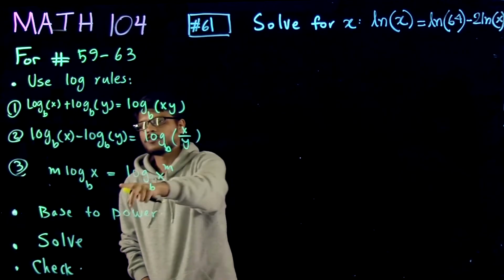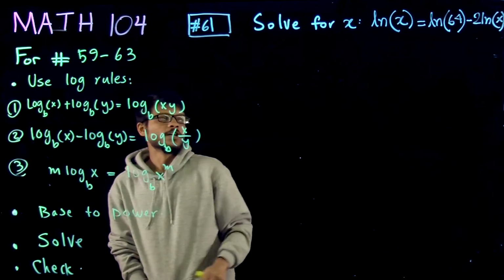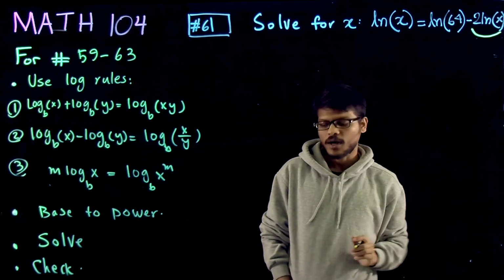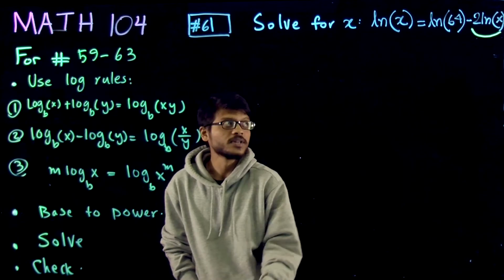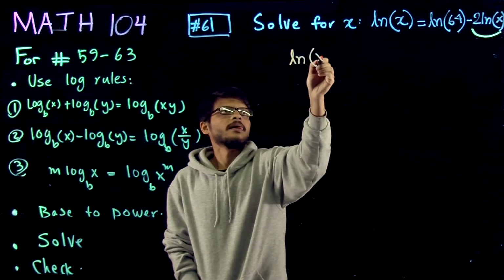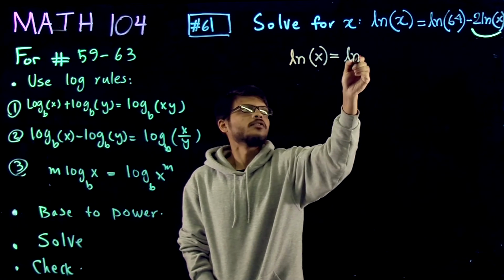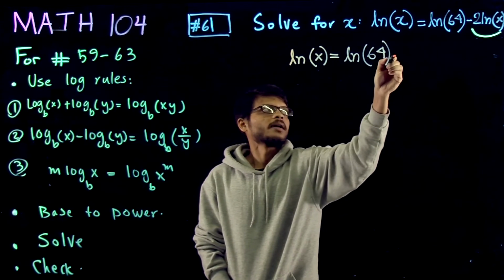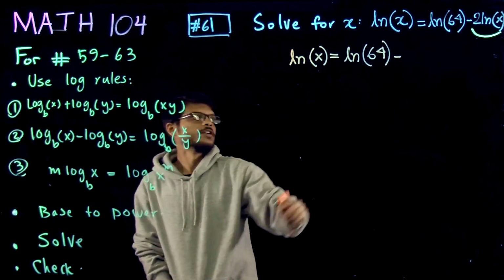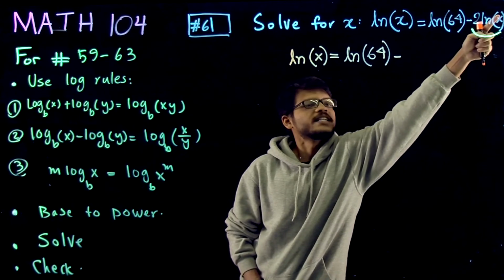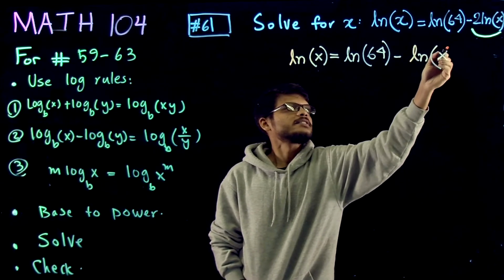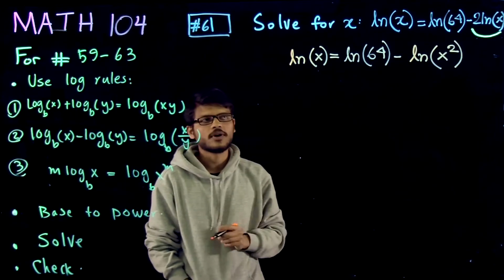Well, the law is written over here. This is law number 3. For this 2 ln x, we're just going to use law number 3. If you use law number 3, what we get is ln x equals ln 64 minus, the coefficient goes to the exponent. So the coefficient 2 will go to the exponent of the inside, and we will have ln x squared. So this is the first thing that you have to do.